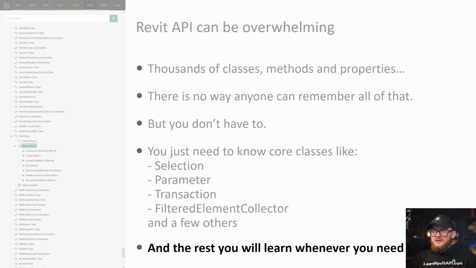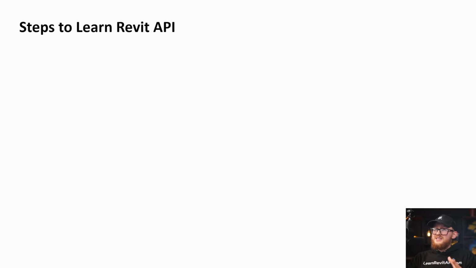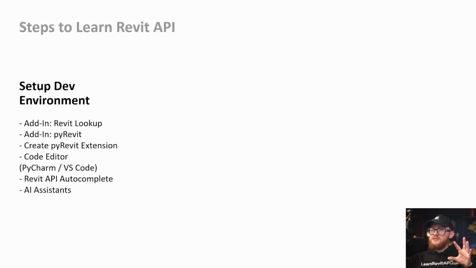You will all start pretty much with the same basics, so you can learn how to modify parameters, how to get different elements. And then some of you who work in the architectural field are going to go that way. Some structural engineers are going to focus on this thing. It all depends on what kind of things you're trying to automate. And I want to help you with these Revit API basics so you can actually get started. Here are the steps to learn Revit API, and I'm going to go a little bit quick because I'm going to cover it in a second as well.